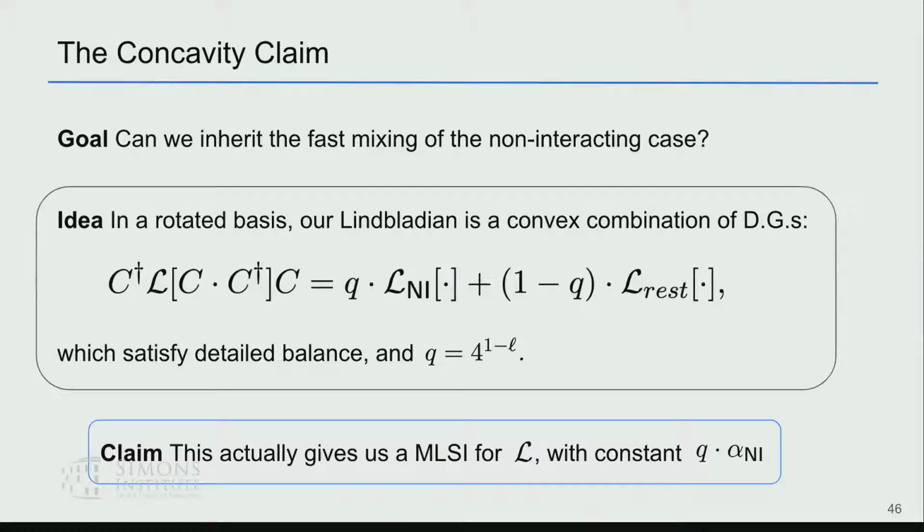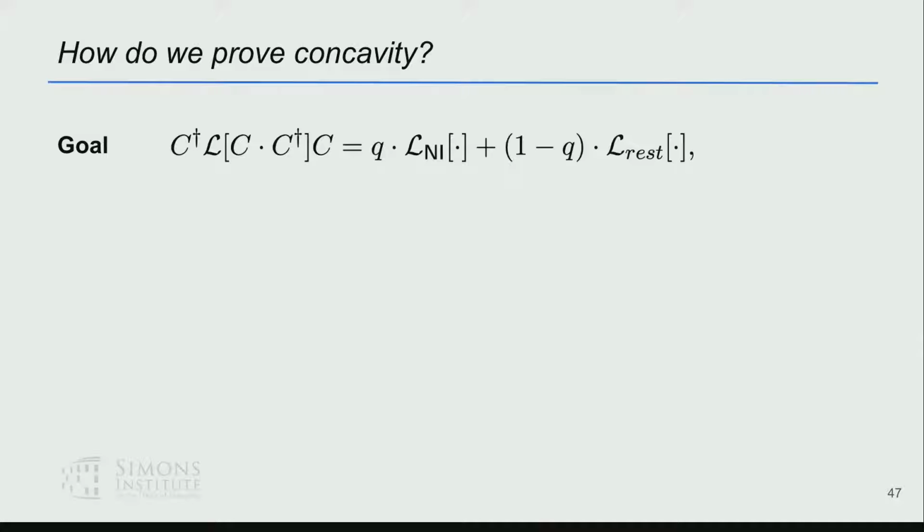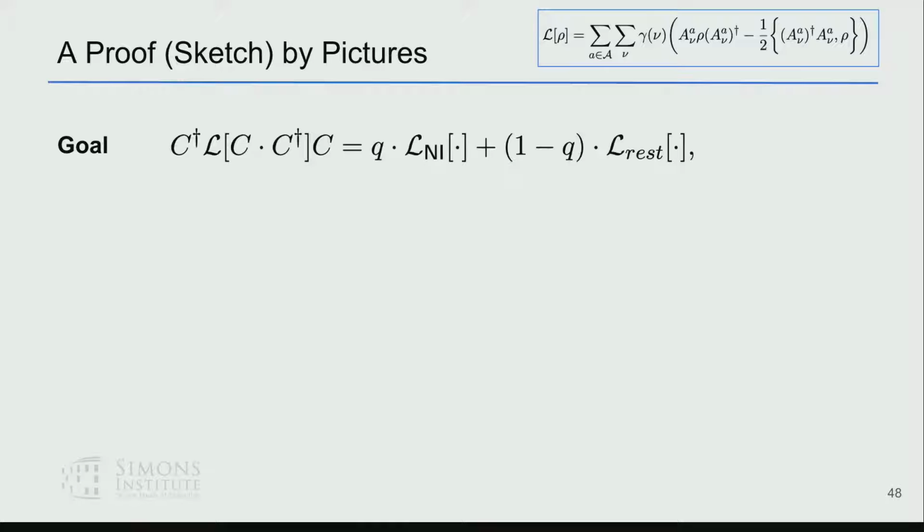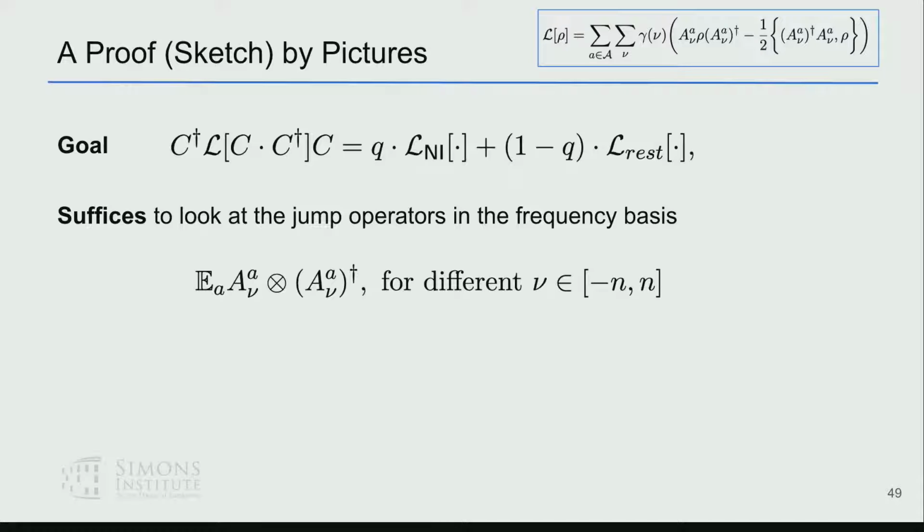Good. So in the rest of this first section, I wanted to give a sketch for how we go about proving this concavity statement. And for that purpose, I'd like you to recall the expression of the Lagrangian that I showed earlier. What I really want you to note is that it only really depends on the second moment of these jump operators in the frequency basis. So I'll try to do a proof by pictures, or diagram manipulations, to illustrate how to write this second moment itself as a convex combination, and use that as intuition for why that's enough.